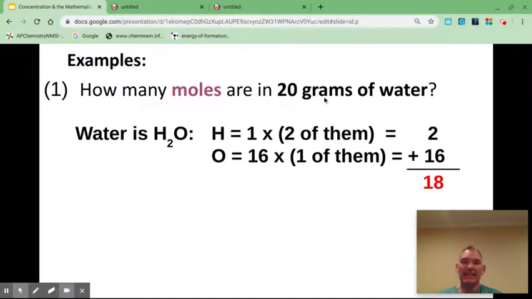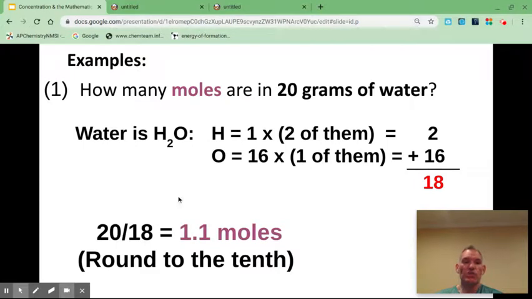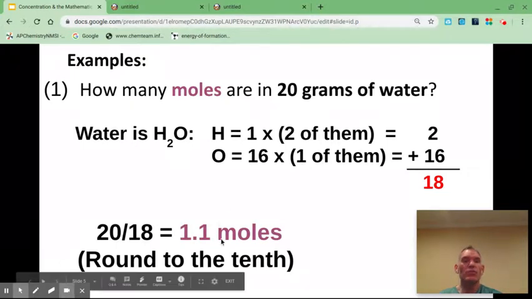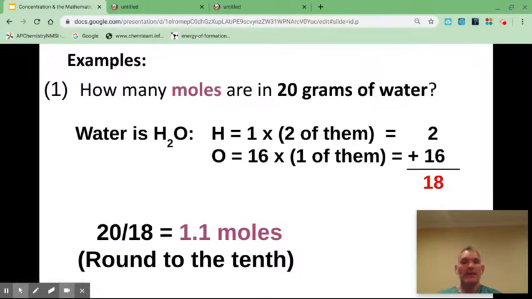So I need moles. I'm going to take the given number 20 and divide by the total, which is 18. So 20 divided by 18 comes out to 1.1. Notice I'm rounding here to the 10th, so that way we have all the same answers as we go through. Not a hard process, just involves some work using the reference table and some simple mathematical skills.